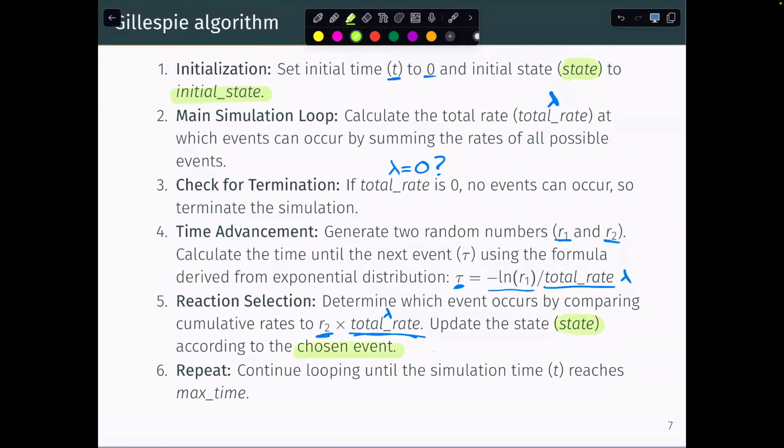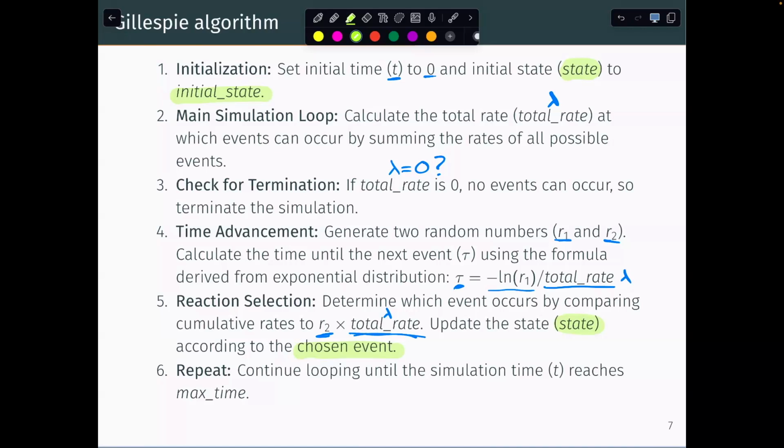So how we do that really is we have, say, a vector that defines the rates for our births, our deaths, or what is happening at an individual level. We take a cumulative sum over that rate vector. And then we look at this number, R2 times total rate, and we see when is the first entry in that cumulative sum vector that is greater than this.